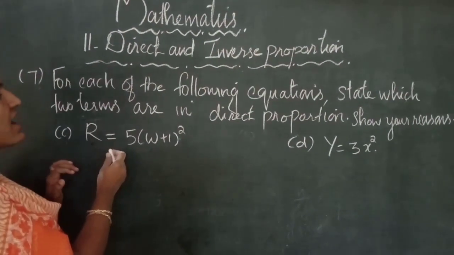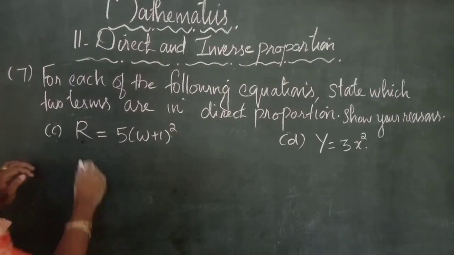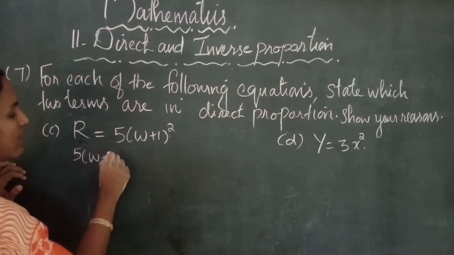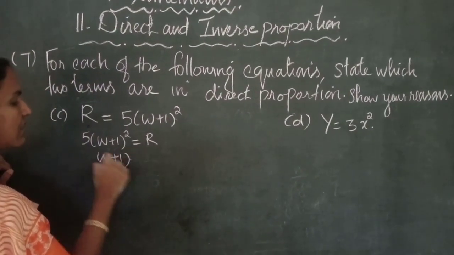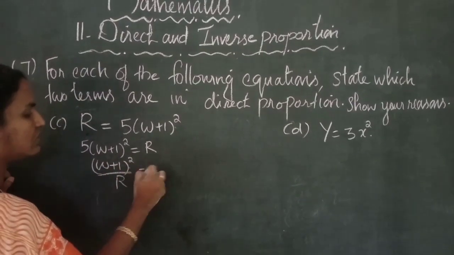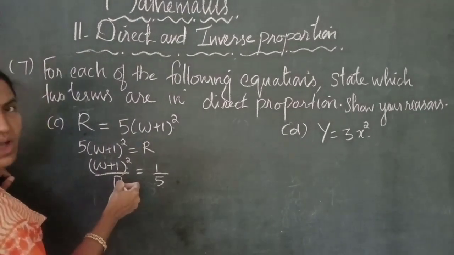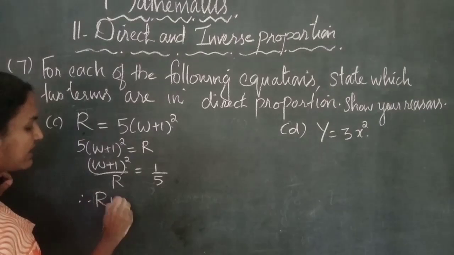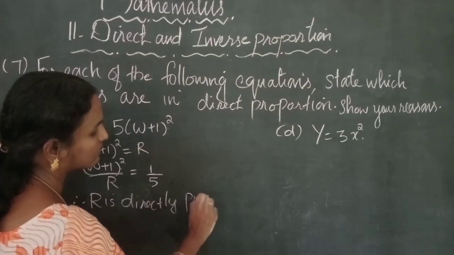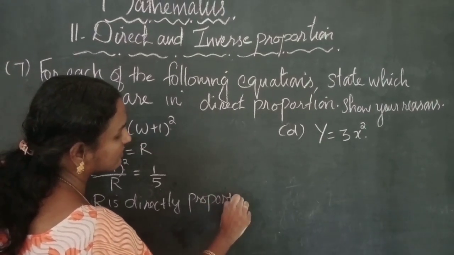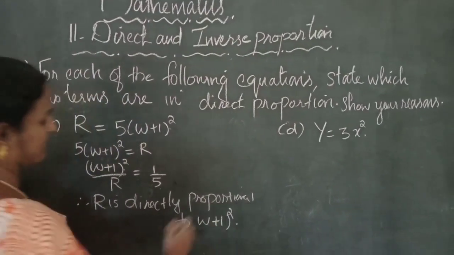Option C, R is equal to 5 into W plus 1 the whole square. So 5 into W plus 1 the whole square is equal to R. So W plus 1 the whole square divided by R is equal to 1 by 5. By applying cross multiplication, 5 into W plus 1 the whole square is equal to R. So therefore, R is directly proportional to W plus 1 the whole square.